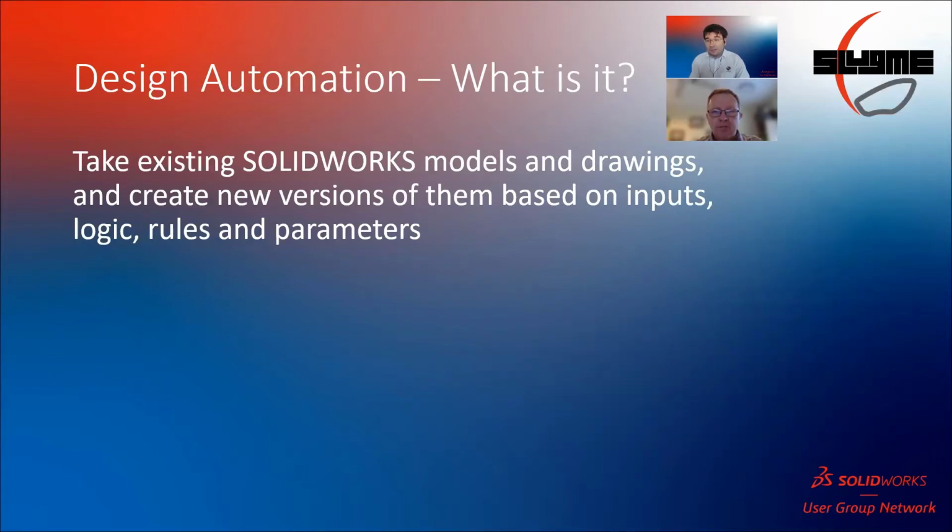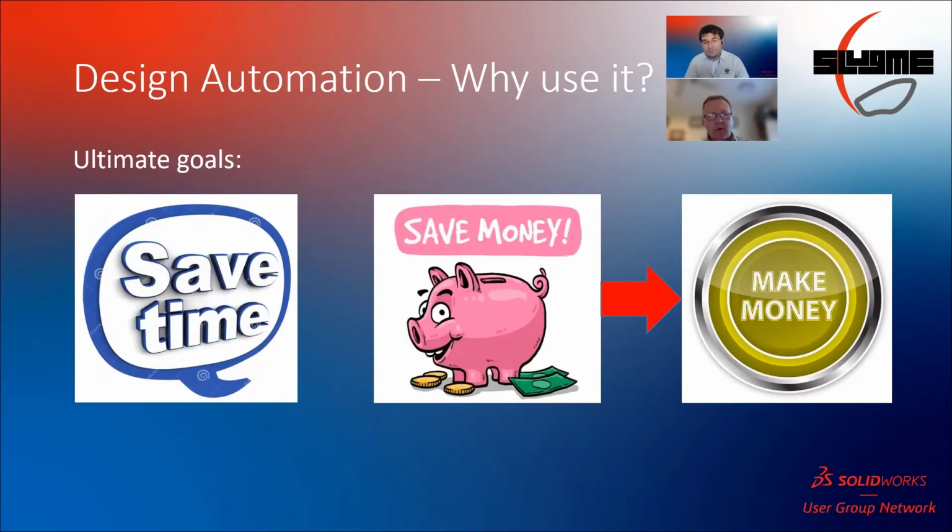So Bill, do you want to talk a little bit about design automation, what it is and why we need it? Sure thing. Thanks, Artem. So, what is design automation? In simple terms, you take an existing SolidWorks model or models and drawings, and you create new versions of them based on your inputs, some logic you define, rules you define, and parameters. Why would you want to go into design automation? The ultimate goals: first of all, you will save time because you're automating things and making them happen faster. If you do that, you'll be able to save money, and eventually you should be able to make even more money, which is obviously what we're all about.